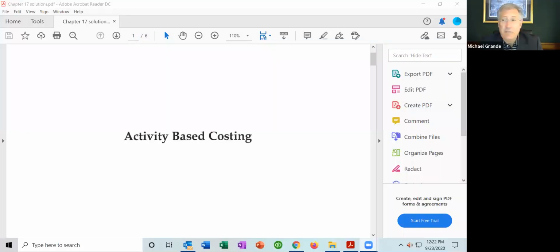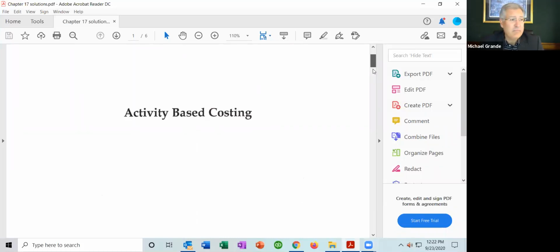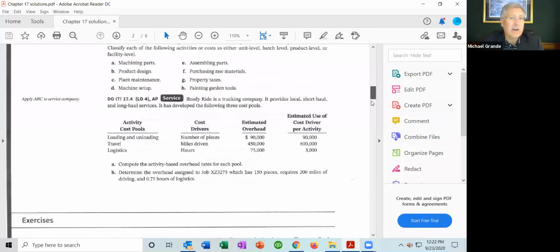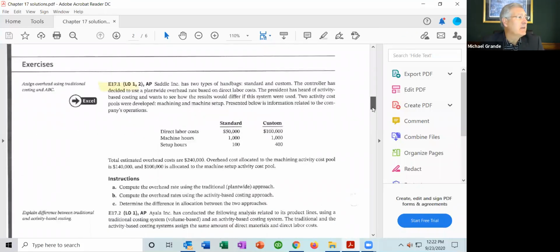Let me begin to share my screen with you. For my students, these solutions are on Sakai as well, but I want to walk through them as we would in the classroom. So the first exercise we're looking at is Chapter 17, exercise number 1. Let's read it and talk about it and then look at the solution.